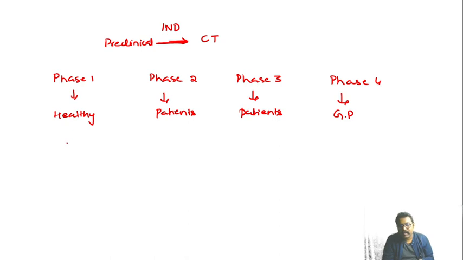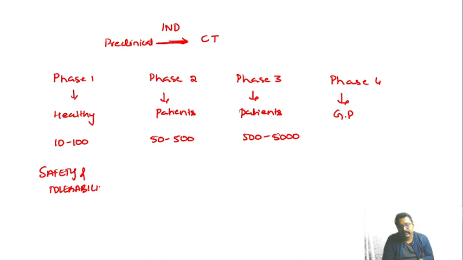And what will be the number here? It will be around 10 to 100. Here it will be 50 to 500. Here it will be 500 to 5000. So basically in phase 1 we're going to check for the safety and tolerability. Here in phase 2 we are going to check for the efficacy. Here in phase 3 we are going to confirm the efficacy.